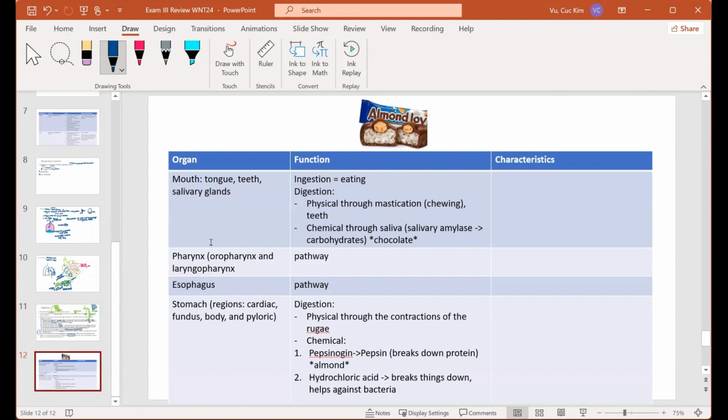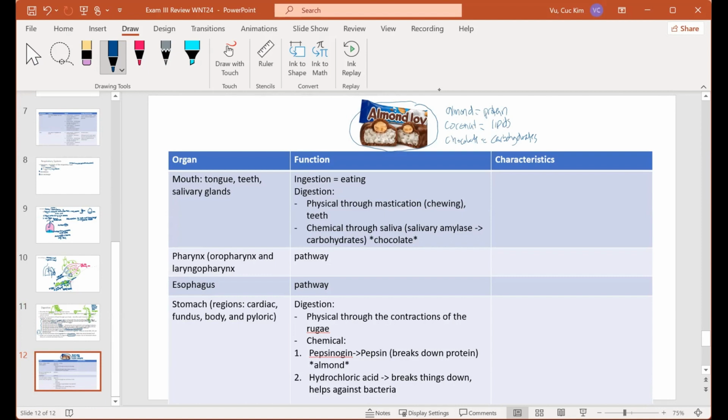So here you can see that I started a list in terms of if you were to eat an almond joy, and I chose almond joy because it's my favorite candy, and two, it has all the important components. So the almond in an almond joy is the protein. The coconut is the lipids, and the chocolate represents the carbohydrates. Okay. And that's why I chose an almond joy, because it kind of has all the nutritional needs. And that's why it's my favorite.